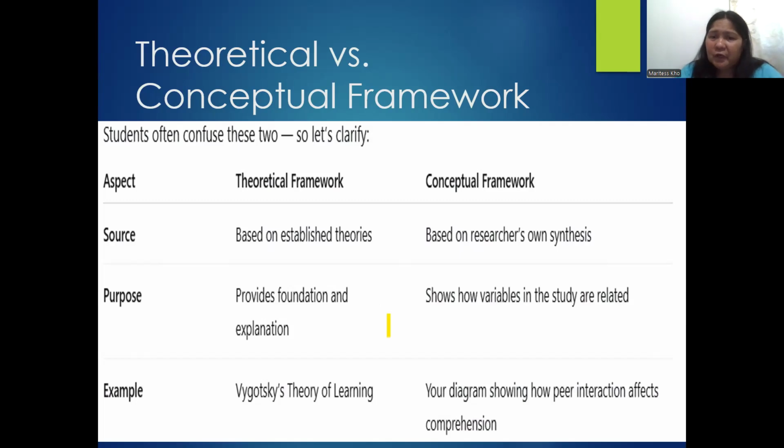So the theoretical framework answers the question, what theory supports your study? While the conceptual framework answers the question, how do the variables in my study relate to one another? So these two work together to ensure your research is logically grounded and academically sound. The theory gives your study depth, while the conceptual framework gives it structure and direction. So I hope it's clear.